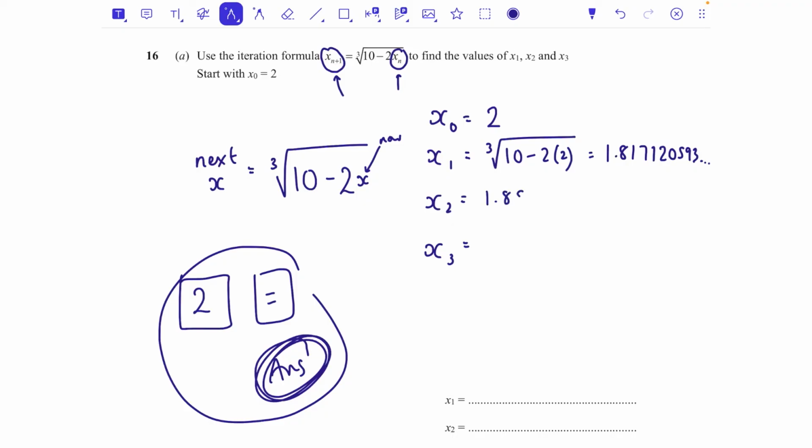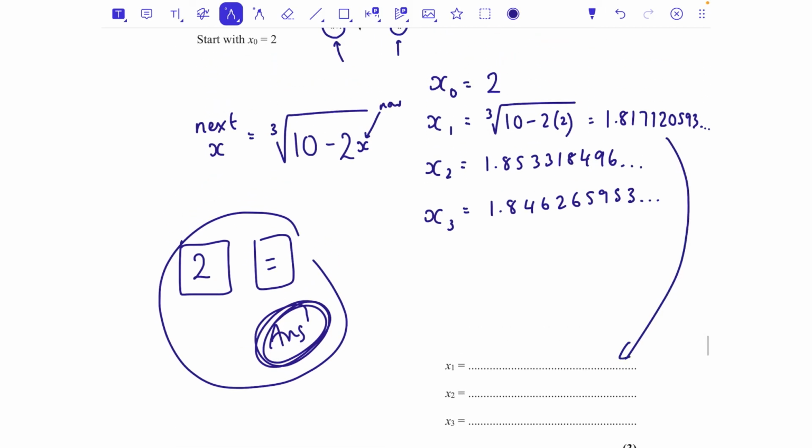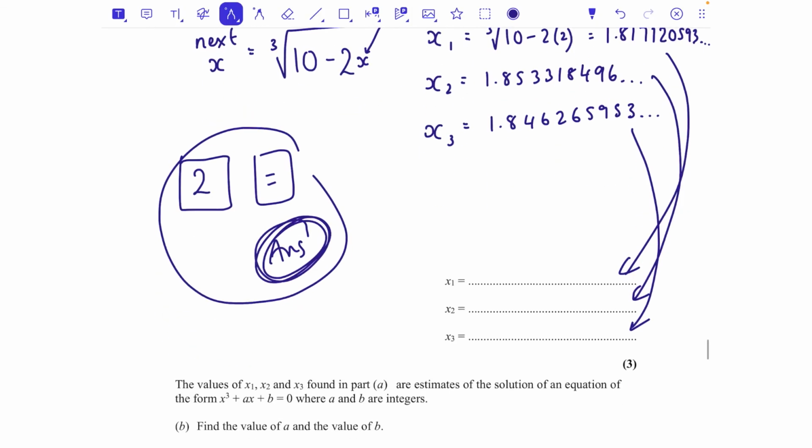So 1.8533184996. And hitting equals again, I get 1.846265953. There we go. So those are your values for x1, x2 and x3. And I should have written them there, but I'm not going to write them out again. So hopefully you can forgive me for writing them up there.